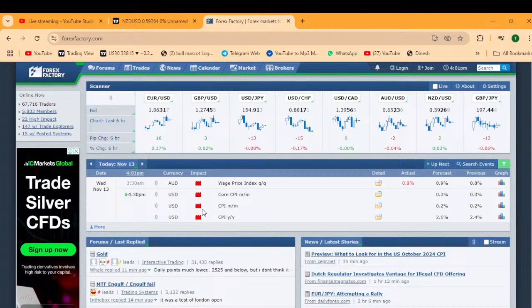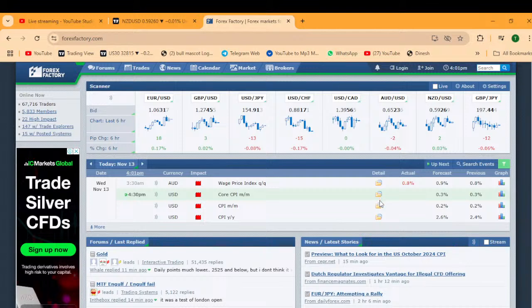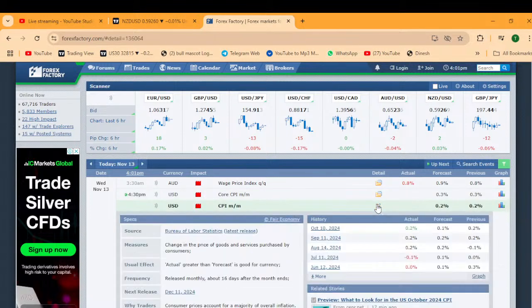So meaning the forecast, if you look on the forecast, what is expected? The forecast shows that they expect the core consumer price index to stay stable. They don't expect any change. They expect it to stay on 0.3%. Also, when you look on CPI month per month, they are also expecting it to be stable because previously it was 0.02. That was the previous data which was released. But also in our forecast, they expect it to be stable.